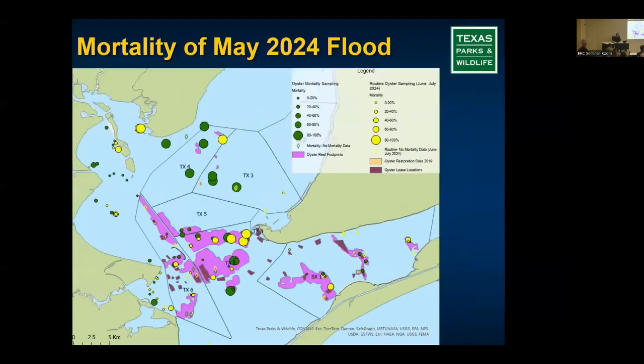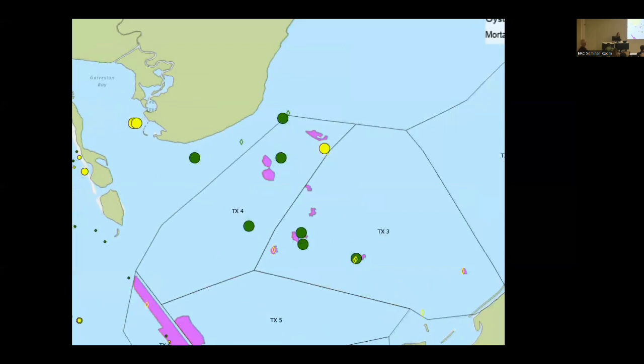So now we're going to go up to TX4 and TX3, which is in Trinity Bay, which has the most influence from the Trinity River. Due to high discharge rates from the Trinity River, this area of the bay is usually fresher than the rest of Galveston Bay and experiences oyster mortality most frequently. Every sample that was taken during our specialized mortality sampling for these two areas resulted in a 100% mortality.